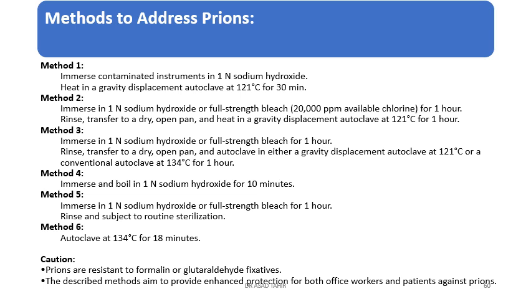Method 1. Immerse contaminated instruments in 1N sodium hydroxide. Heat in a gravity displacement autoclave at 121 degrees Celsius for 30 minutes. Method 2. Immerse in 1N sodium hydroxide or full-strength bleach, 20,000 ppm available chlorine, for 1 hour. Rinse, transfer to a dry, open pan, and heat in a gravity displacement autoclave at 121 degrees Celsius for 1 hour.